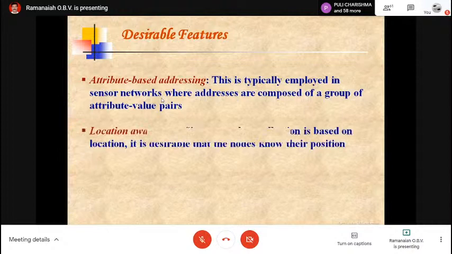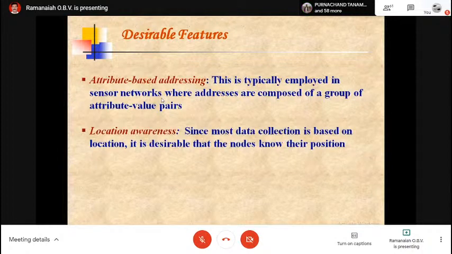Attribute addressing. The next thing is location awareness. Each and every sensor node should be equipped with the location specific technology such as global positioning system.